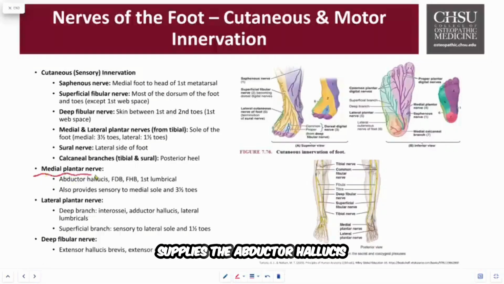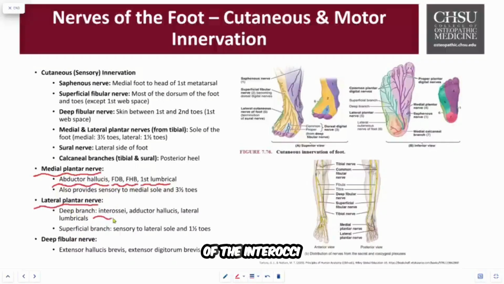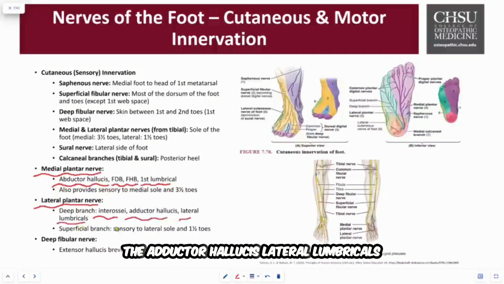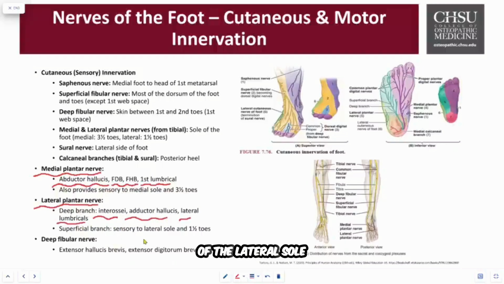The medial plantar nerve supplies the abductor hallucis, FDB, FHB, and the first lumbrical. The lateral plantar nerve supplies the deep branches of the interossei, the adductor hallucis, lateral lumbricals, as well as parts of the lateral sole. And the deep fibular nerve supplies the extensor hallucis brevis and the extensor digitorum brevis.